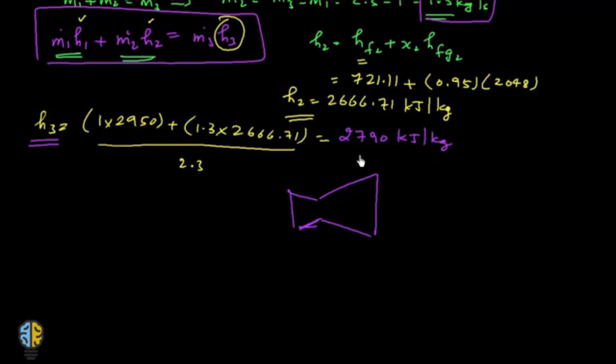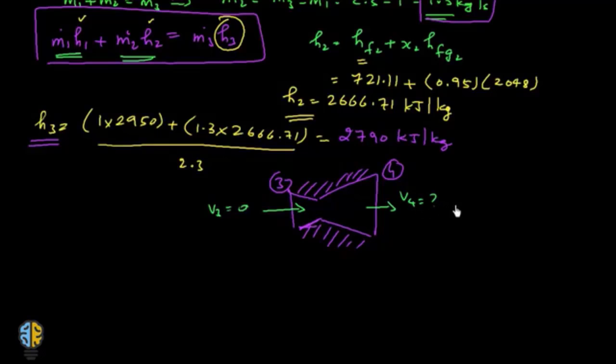Alright. So this is section 3 and this is section 4. And this is an isentropic and a frictionless expansion that takes place. Now if we neglect the velocity of the steam in the pipe, you can say V3 is almost equal to 0. And V4 is equal to a question mark.